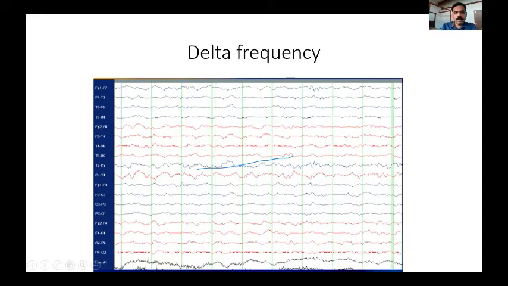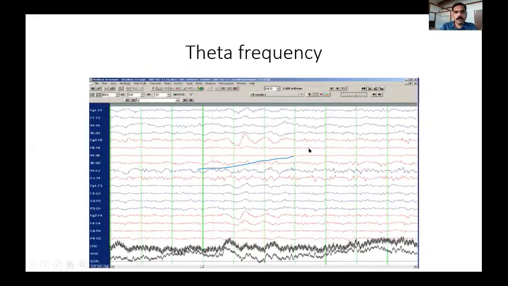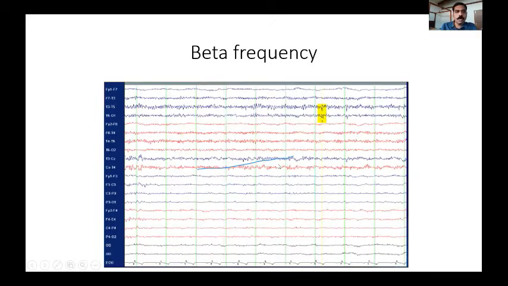Now, this is an example of a theta frequency activity. If you can see this again, 1 second, you can count the number of waves: 1, 2, 3, 4, 5, 6. As I told, between 4 to 7 is called theta frequency. This is a theta frequency background activity. This is beta. You can see there are many waves here. Definitely it's more than 15 to 20. This is a beta frequency background activity.